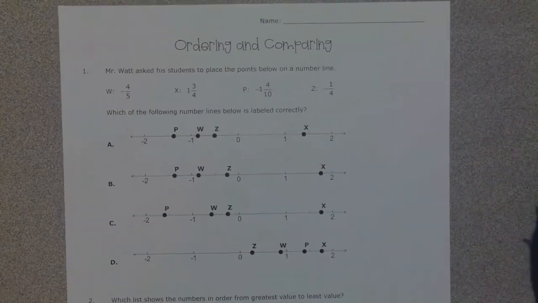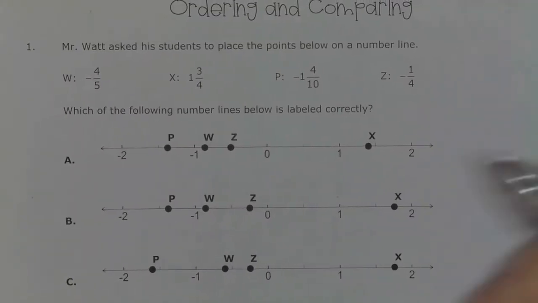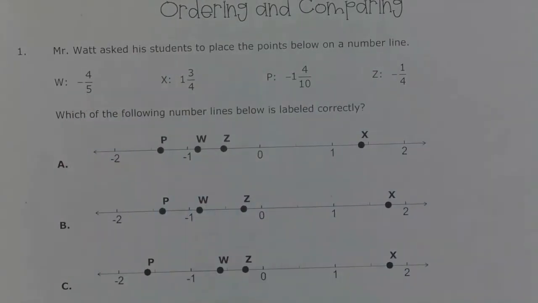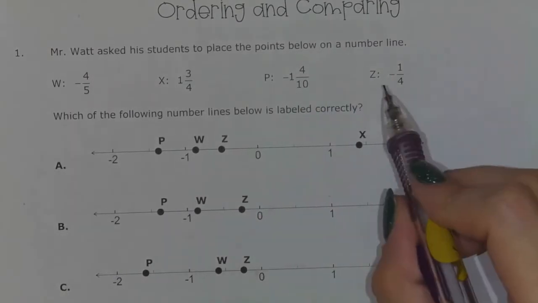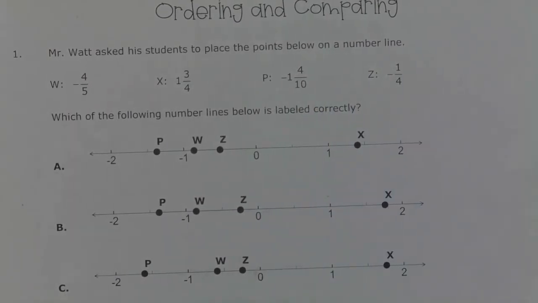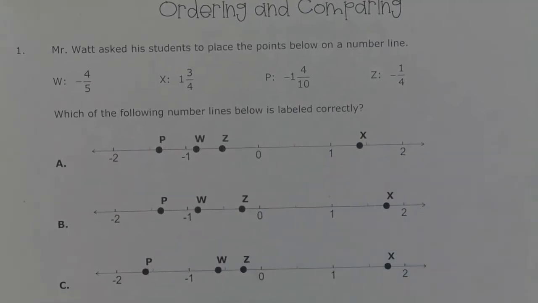Our very first one says, I'm going to zoom in, so sorry for my pterodactyl. It says Mr. Watt asked his students to place the points below on a number line. We have point W, which is negative 4/5, X, which is 1 3/4, P, which is negative 1 4/10, and Z, which is negative 1/4. I want to know which of the following number lines is labeled correctly.